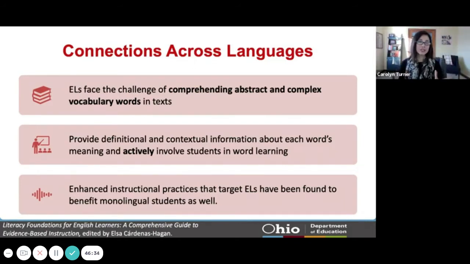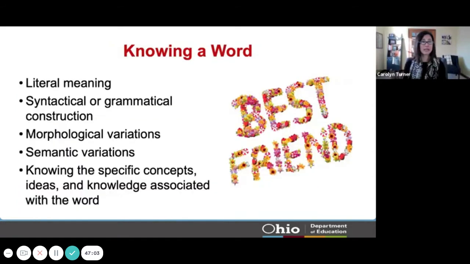And then we enhance our instructional practices that really target our English learners. And again, what's good for English learners is really good for all of our students. All of those strategies that we use to teach a vocabulary word explicitly really do benefit our native English speakers too, because we have a lot of students who are really language poor, who don't have homes that are rich in language and speaking and listening and reading and writing.